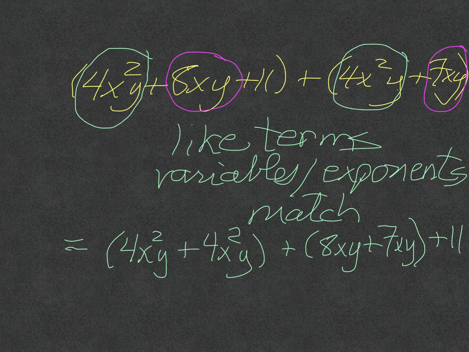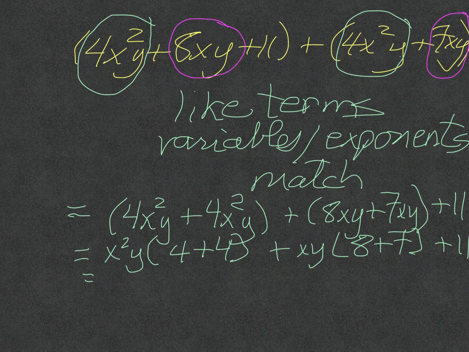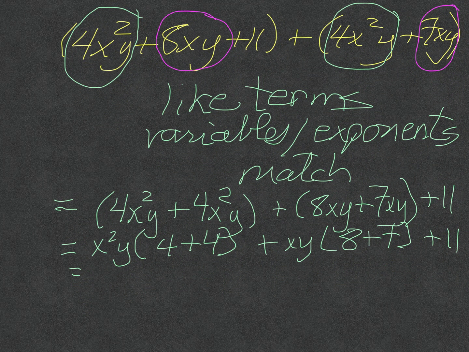like terms. Once we do that, then we can do the distributive property where we factor out the common term. And even with multivariables, you can see that if you have a like term, all you have to do is add the coefficients. And so we would just add the coefficients and get 8x squared y plus 15xy plus 11.